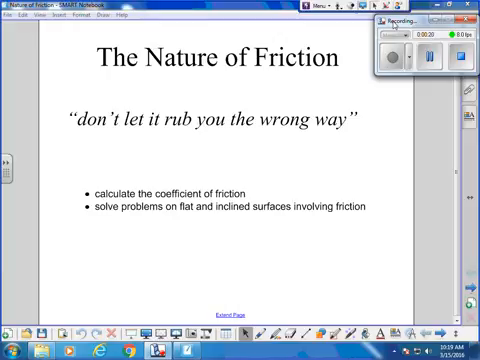The little handout says the nature of friction. It's about a 2 or 3 page thing with some text on it.